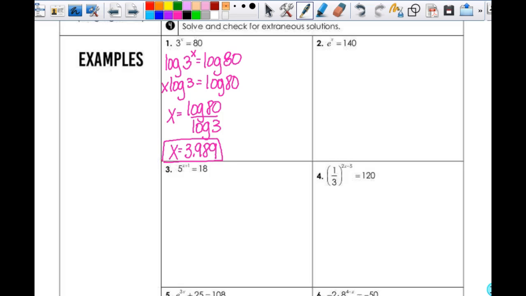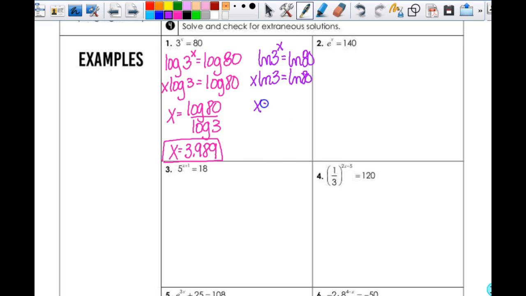It said take the log of both sides. Did it say it had to be the common log? Could I have used the natural log? What do you think? Let's see what happens. So let's do the same thing. We're going to take the natural log of both sides. So the natural log of 3 to the x equals the natural log of 80. Because the natural log of 80 is different than the log of 80 as far as value is concerned, right? So when x comes out front, I get x times the natural log of 3 equals the natural log of 80.